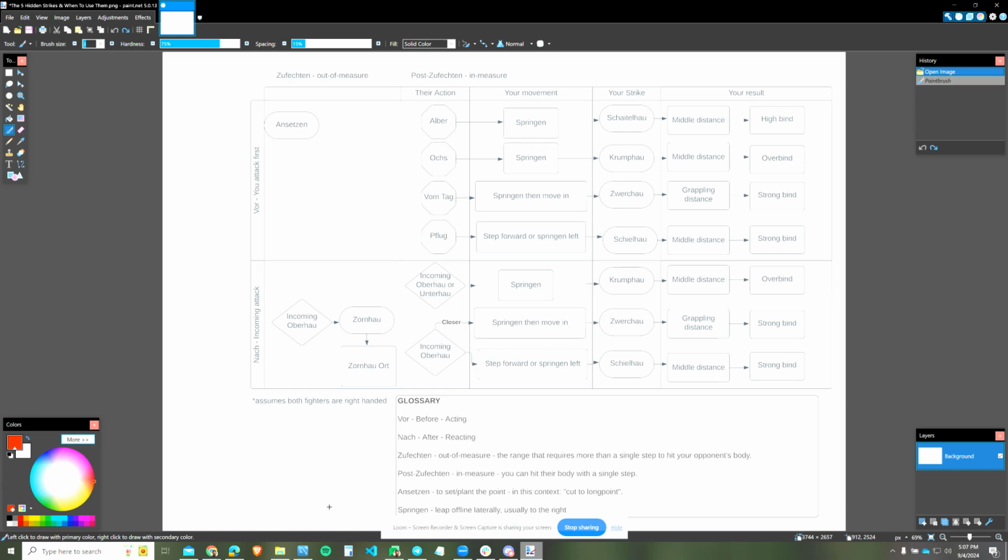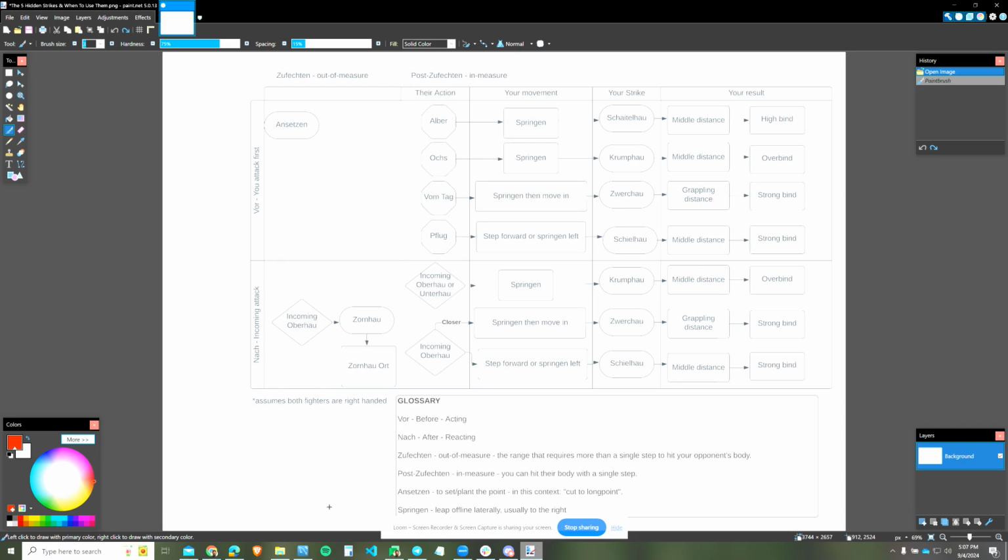Ansetzen is a general term, but in this context, I'm using it to mean cut to long point. And then the last term that's important here is going to be springen, which means leaping laterally offline. So if you imagine you're standing and facing someone, you leap to your side, which usually means the right. There are some corrections that are made depending on the technique.